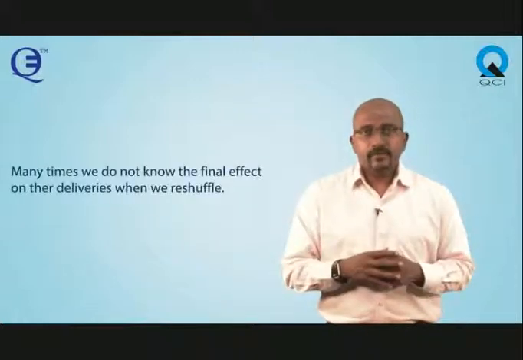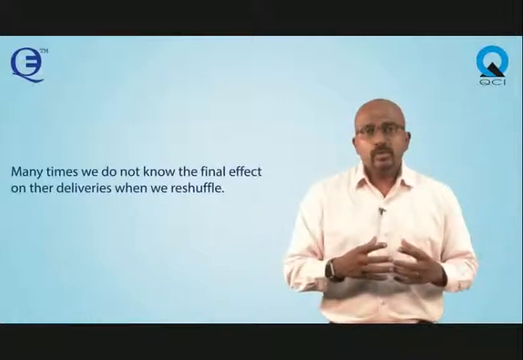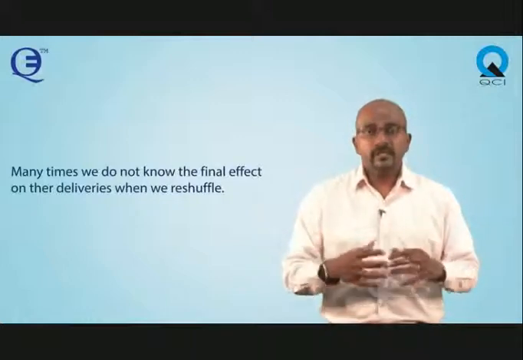Many times we do not know the final effect on other deliveries when we reshuffle. In one way, we allow the production in charge to get away with murder when we change the priority, because then he cannot be held responsible for anything after that. We know that the capacity has been booked, and if I reshuffle one, the impact of that shuffling of sequence cannot be very easily seen by naked eye.